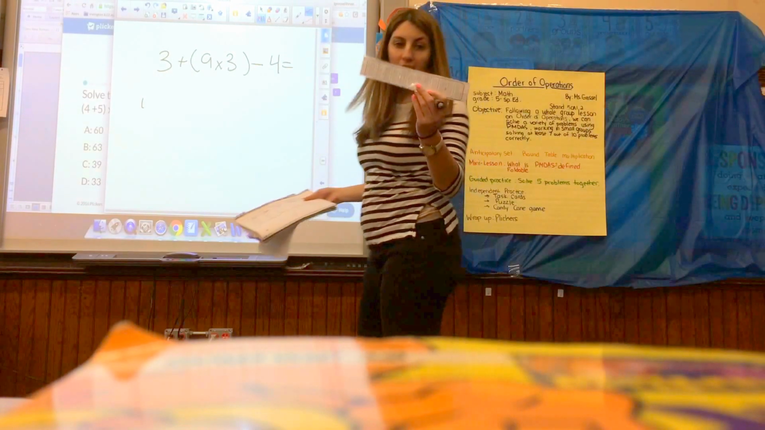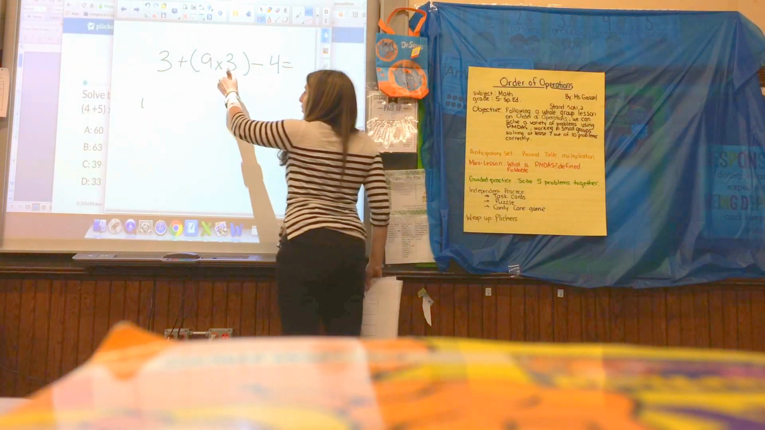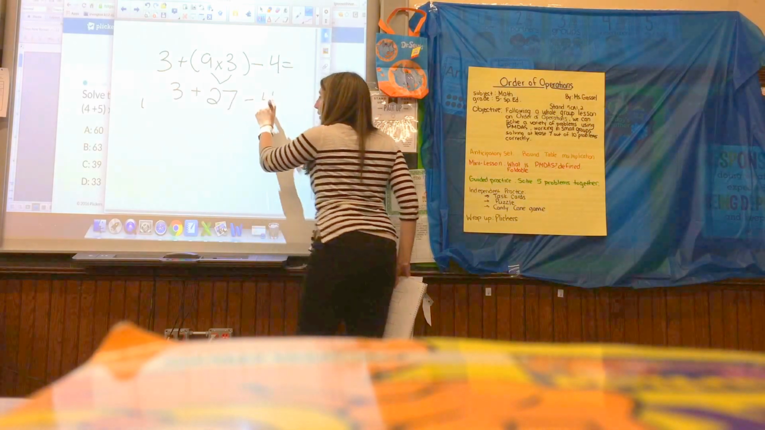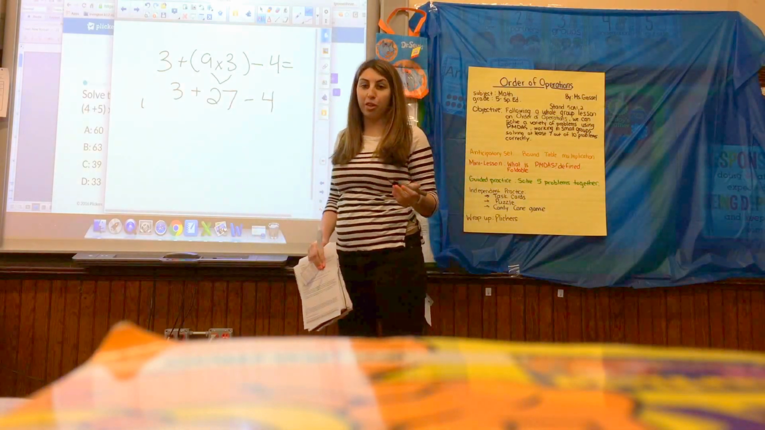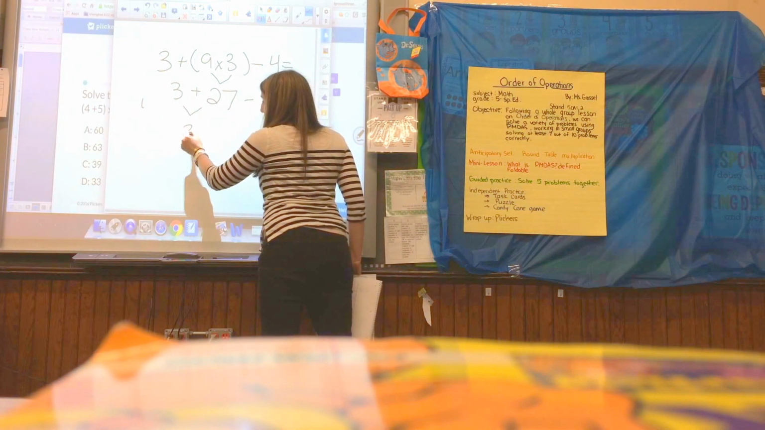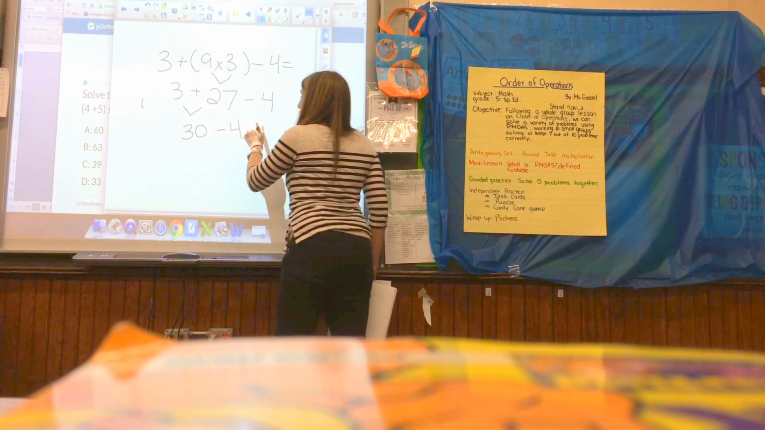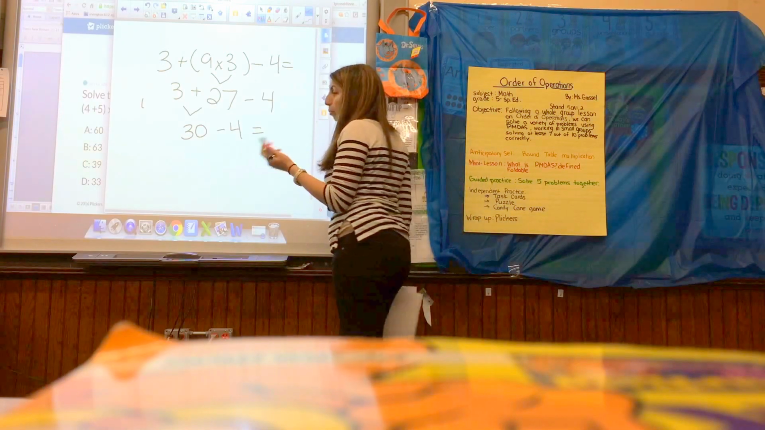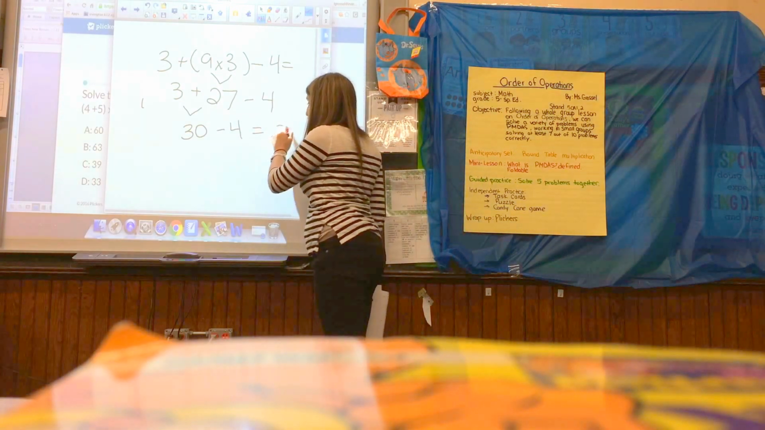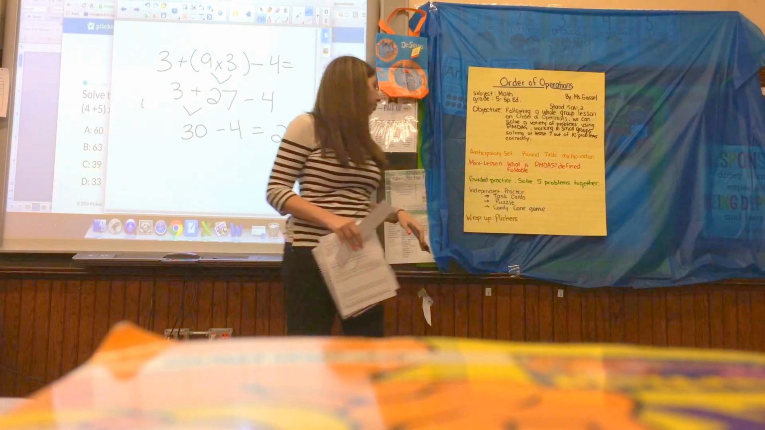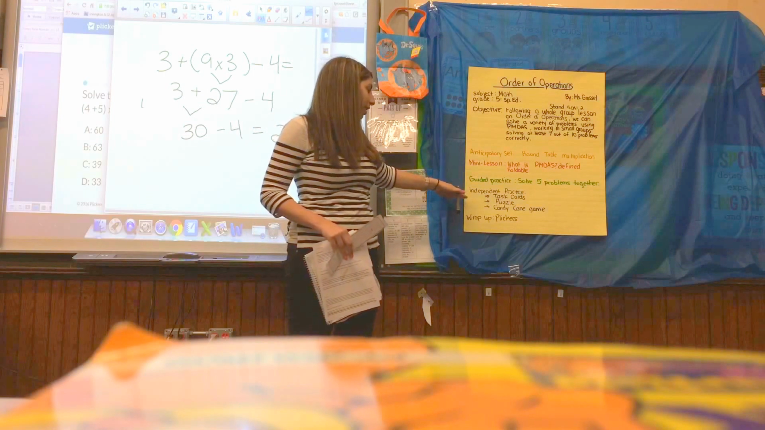Some of my students need a multiplication chart, which they have. So they would do 9 times 3 is 27, and then bring down the rest of the problem. Now, we have no multiplication or division left. So then we start from left to right. Addition. 27 plus 3 is 30. Bring down the rest of the problem. Minus 4. 30 take away 4. A lot of them have number lines on their desks to assist them, or they can use a calculator. Our answer is 26. I would teach approximately 3 to 5 problems, have the students come up, do a couple problems on the board. Then we go to our independent practice.